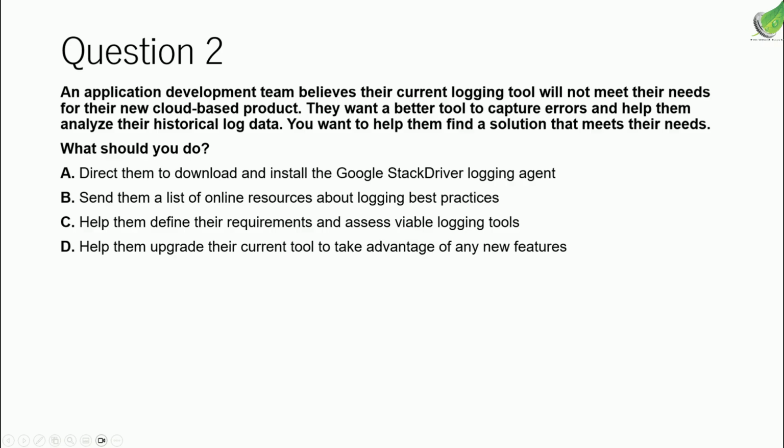Now let's look at option C. This represents the standard and most effective process for consulting and architectural design. The first part, help them define their requirements, is the most critical first step. This means clarifying detailed needs such as what kind of logs they need to analyze, how long the logs need to be stored, their requirements for alerting speed, their budget, and any other specific features they need.